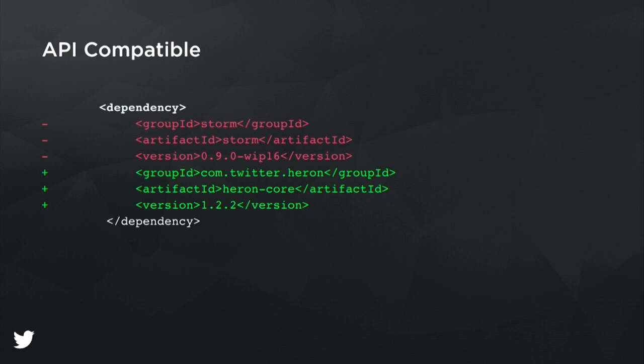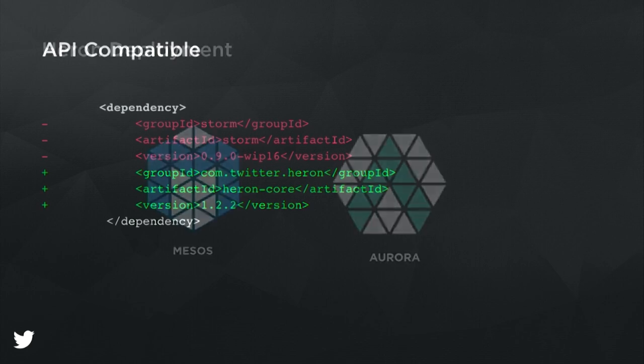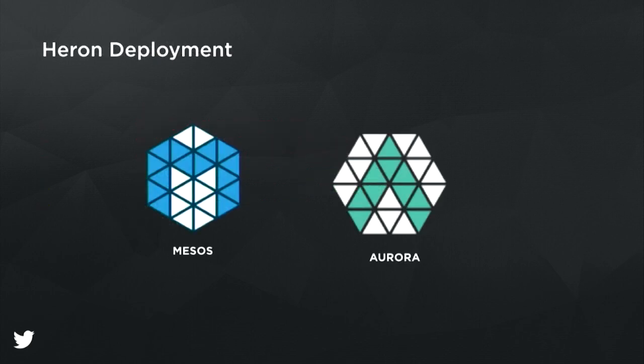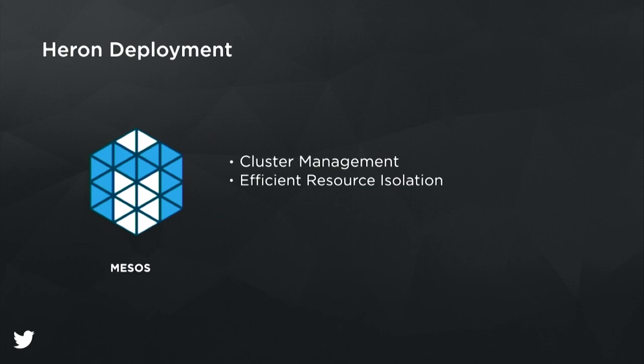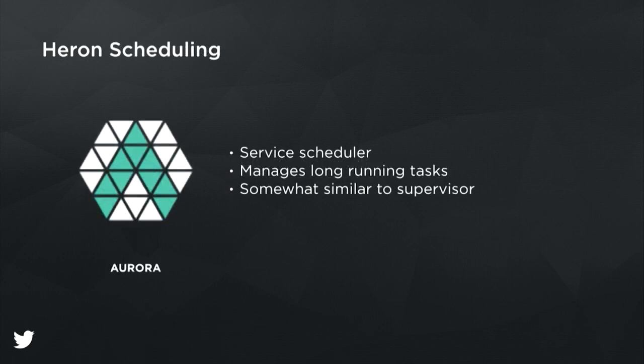It's API compatible. But these changes are actually pretty substantial. While Storm solves the problem of cluster management using Nimbus and a series of workers, Heron actually outsources this to popular systems that are already deployed in clusters. To do this, Heron uses Mesos and Aurora. Mesos, for anyone who doesn't know, is a cluster management system that specializes in isolation and efficient resource utilization. And Aurora is a long-running service scheduler. It kind of takes the role of supervisor and maintains containers, ensures they're running, and the processes within them.